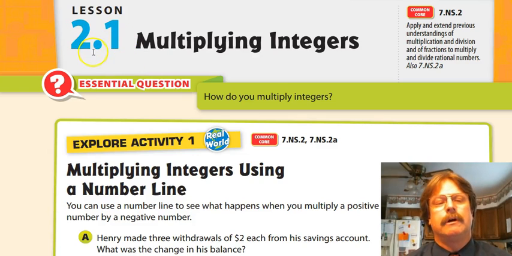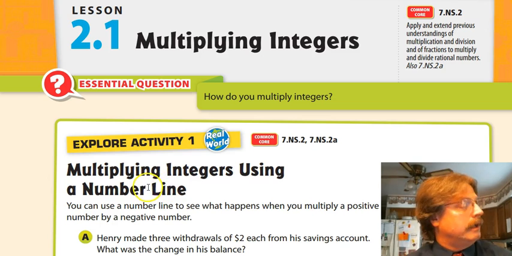In this series, we're going to go over 2.1, multiplying integers, supporting our 7.NS2 and 2A standards that we're going to learn. The essential question then is, how do you multiply integers? So in this lesson, students will continue to build their understanding of multiplication and apply the principles of multiplication of integers.